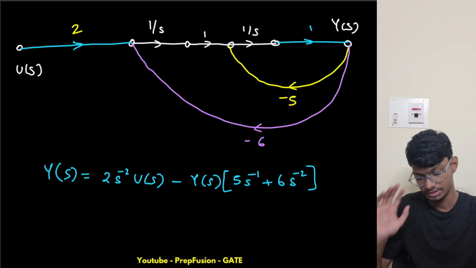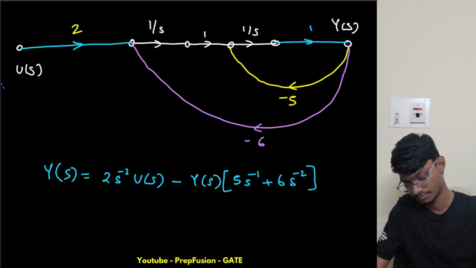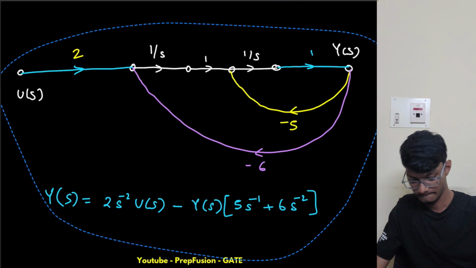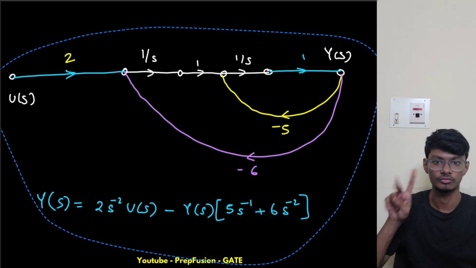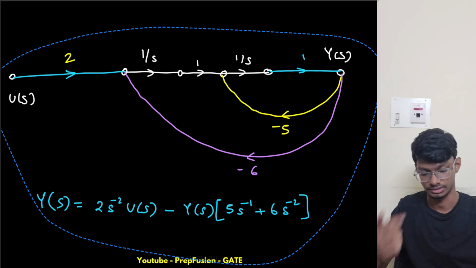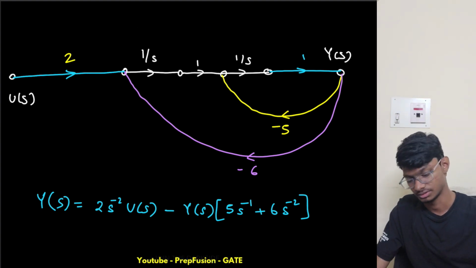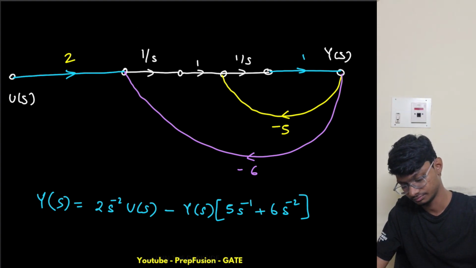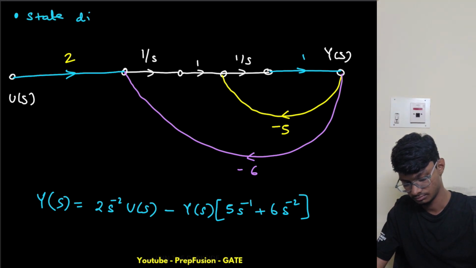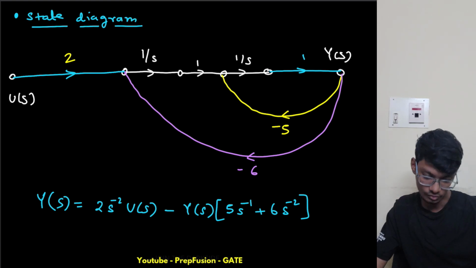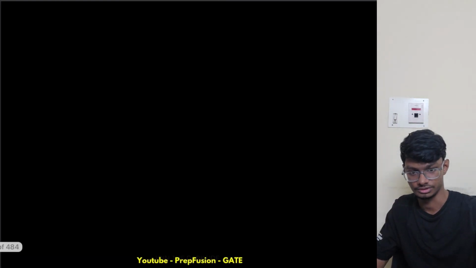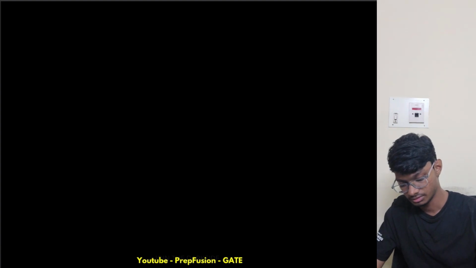So yeah, that was basically the state diagram. So this is the state diagram. Input and output we have, we don't have any state variables, like we don't write any state variables here. So this is the state diagram. Okay, now what we'll do, we'll write the state equations, right? State equations.